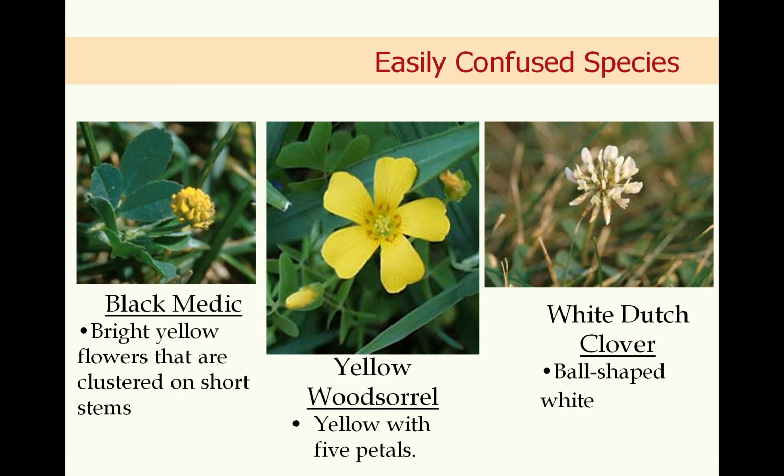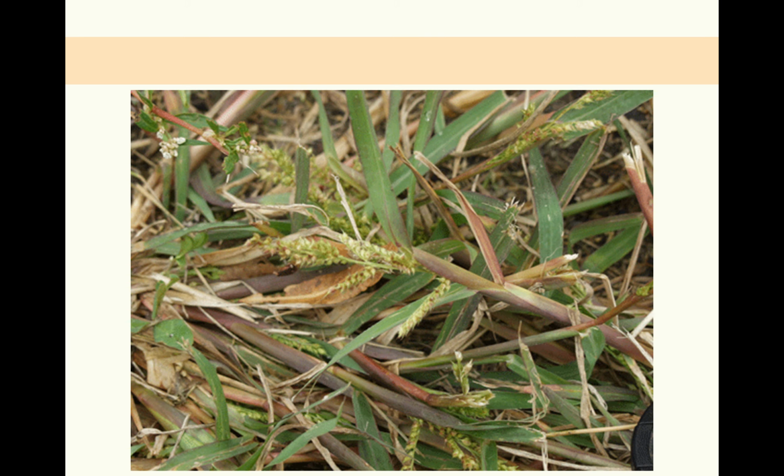Sometimes it is useful to use floral characteristics to identify weed species. On this slide, you can see the differences in color and form of flowers found on the same three easily confused weed species. This concludes the section on weed biology and general identification.